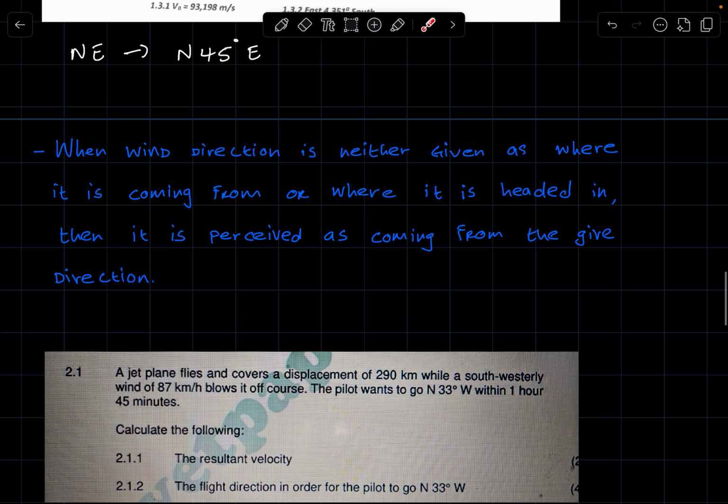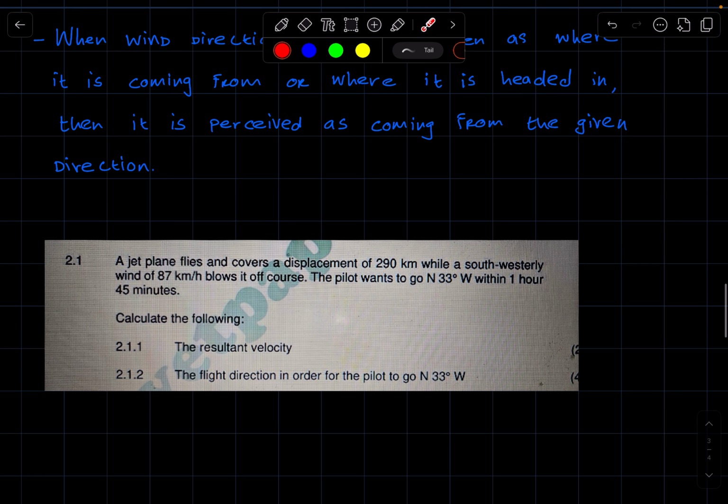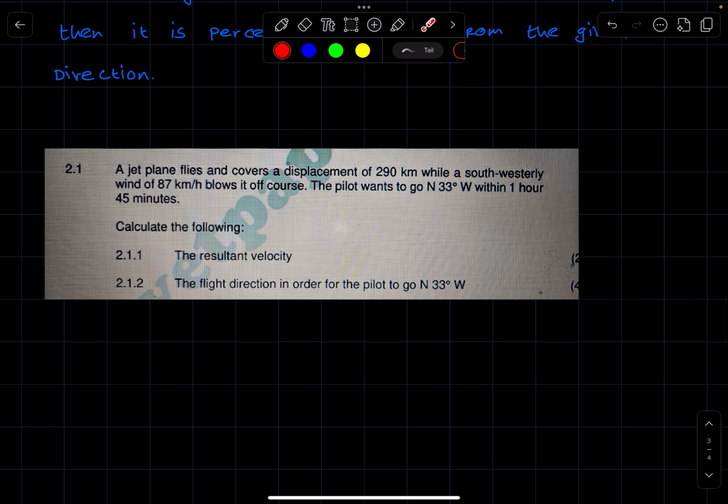Now that is to say that if your wind direction is ambiguous, so they haven't quite made it clear if the given direction of the wind is coming from that direction or heading in that direction, then you perceive that wind direction as coming from the given direction. As coming from the given direction. Let's look at an example.